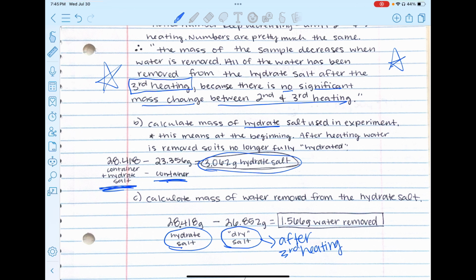The difference in those tells us how much water we lost, because remember that law of conservation of matter. So that mass has to go somewhere. It can't just disappear. So that would tell us that 1.566 grams of water has been removed from the sample.